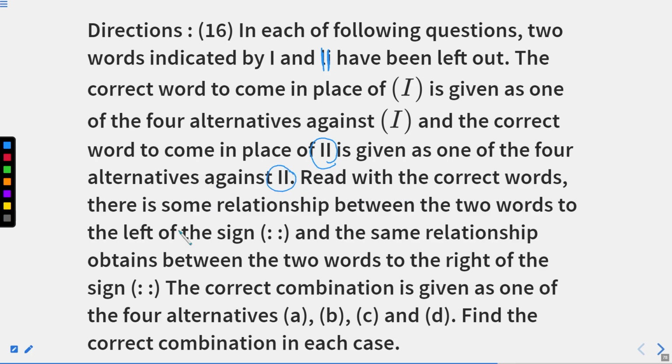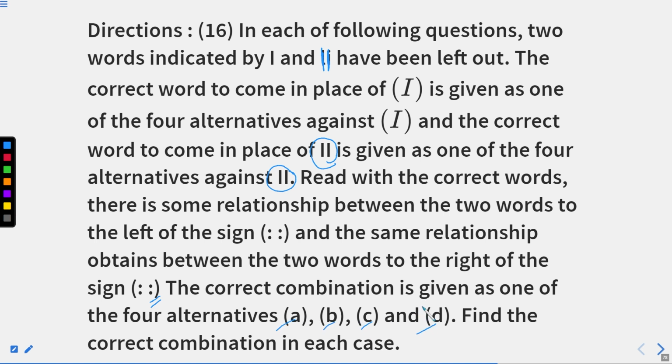Read the correct word. There is some relation between the two words to the left of the sign, and the same relationship must be obtained between the two words that are on the right side of this particular symbol. The correct combination is given as one of the 4 alternatives, that is A, B, C and D. I hope till now you got this question.